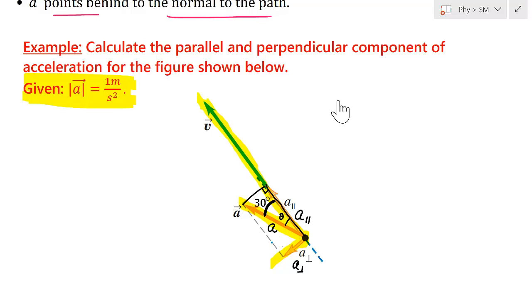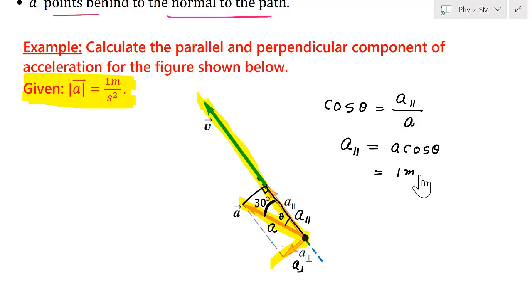So I can write cos theta is equal to A parallel divided by A, and I am writing in terms of magnitude. So A parallel is nothing but A cos theta. A is given, that is 1 meter per second square, and this cos theta is cos 30 degrees, and cos 30 degrees is nothing but root 3 by 2. So this is root 3 by 2 meter per second square. So this is the A parallel acceleration.